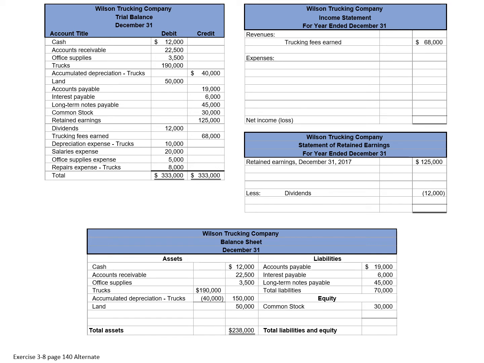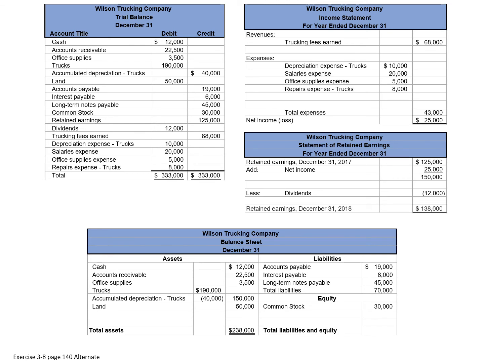We know that our revenues belong on our income statement. We know our expenses belong on our income statement. We know that revenues less expenses equals net income. And we know we need to prepare the income statement first because then that net income number moves to our statement of retained earnings, right? And then we know our ending balance in our statement of retained earnings belongs to our balance sheet. Total assets equals total liabilities plus equity, 238,000. Okay?